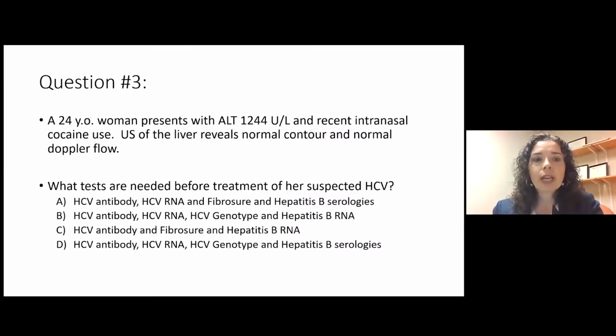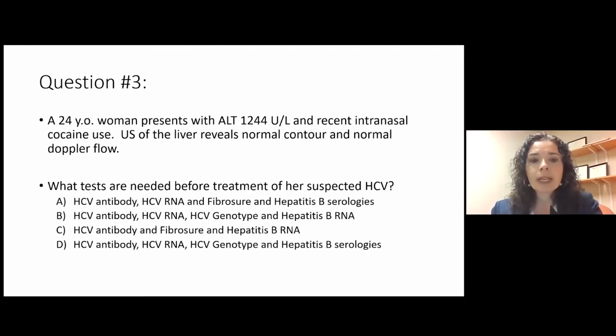So question 3, a 24-year-old woman presents with an ALT of 1,244, recent intranasal cocaine use. Her ultrasound of the liver reveals a normal contour and normal Doppler flow. What tests are needed before treatment of her suspected hepatitis C?